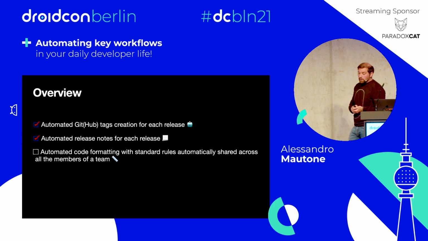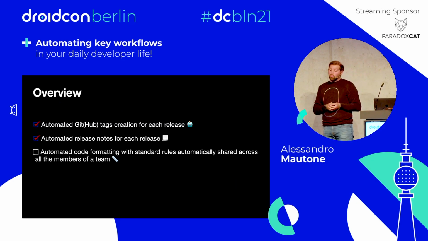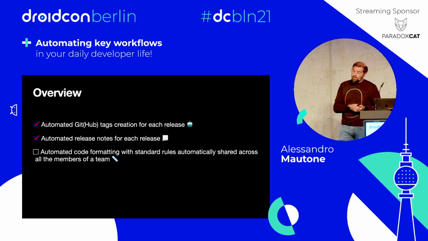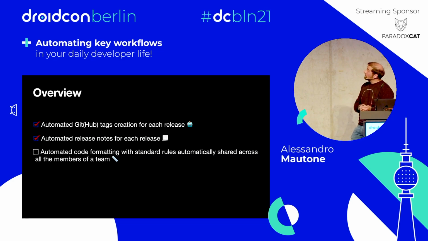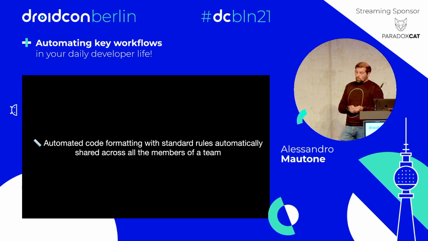So yeah, we covered the second point as well. We now know how to deliver releases automatically, and even how to do that with a nice changelog included with them. That's pretty cool. And now we can go to the final step of the talk, which is automated code formatting with standard rules automatically applied for the team members of a team.